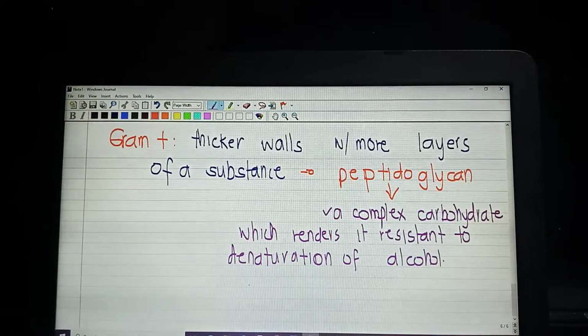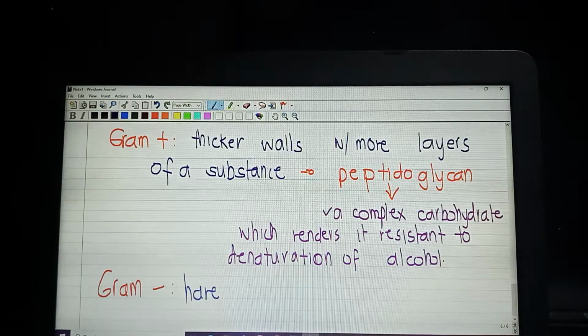While your gram negative bacteria, what are the characteristics again? They have much less. Which has the thicker layer of peptidoglycan? Gram-positive. That is why it resists the denaturation of alcohol, because it is thick. While your gram-negative have much less peptidoglycan.